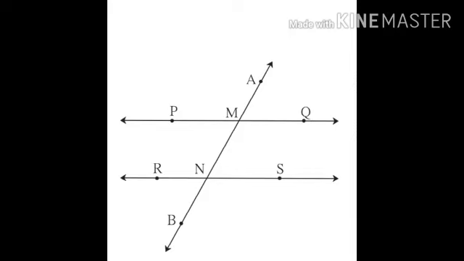Students, observe the diagram. Angle PMN and angle MNS are interior alternate angles. Angle QMN and angle RNM are interior alternate angles.